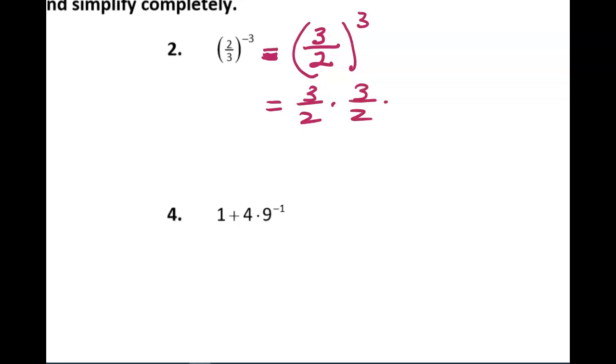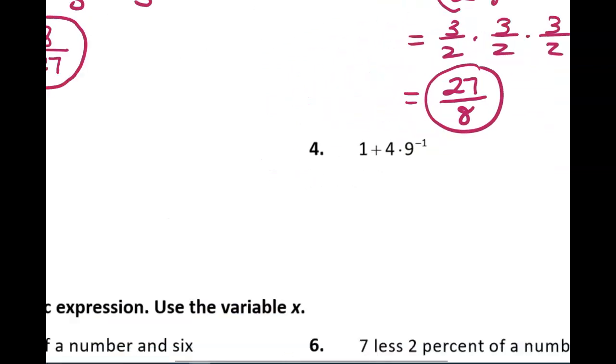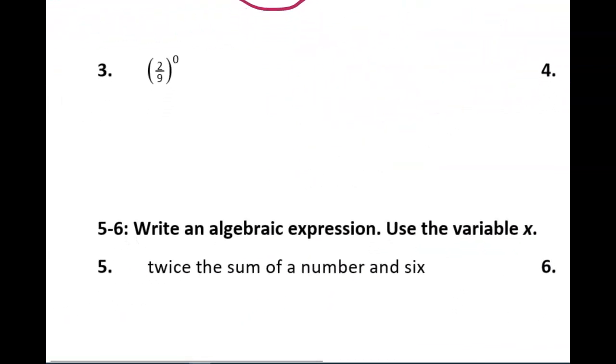Number 2, 2/3 to the negative 3. Different now because the exponent is negative. Remember that when we raise a fraction to a negative power, we take its reciprocal, and then we raise it to the positive power. So that means 3/2 times 3/2 times 3/2, which is 27/8. Very different results. All right, let's check out number 3.